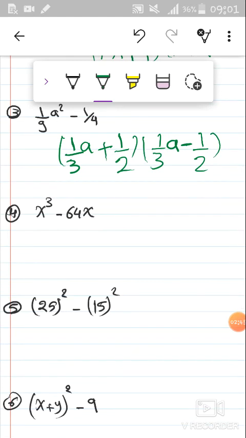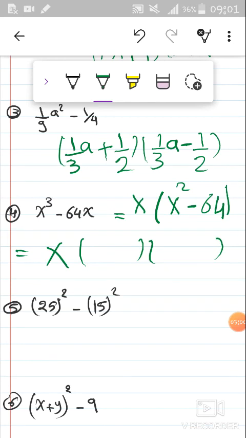Here we have number 4. First of all, arrange it. There is a common factor, so we are going to take it out: x, so it will be x squared minus 64. These two terms have square roots. x squared will be x and x, 64 will be 8 and 8, negative and positive.